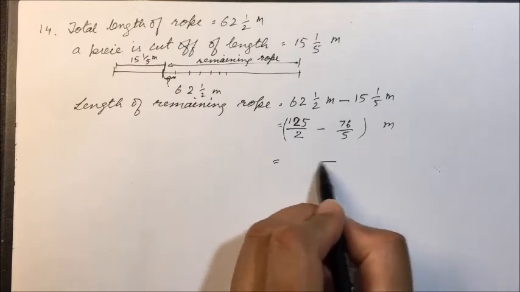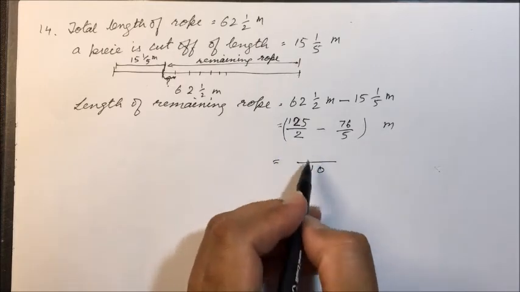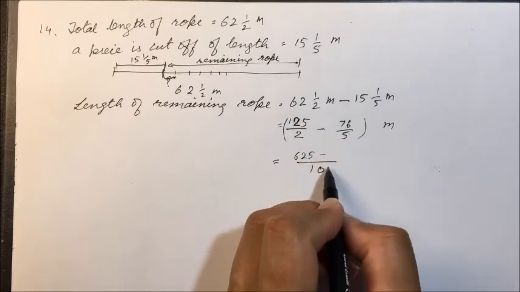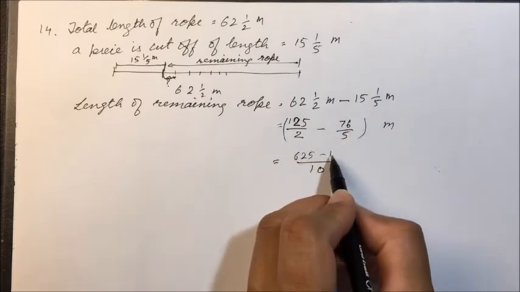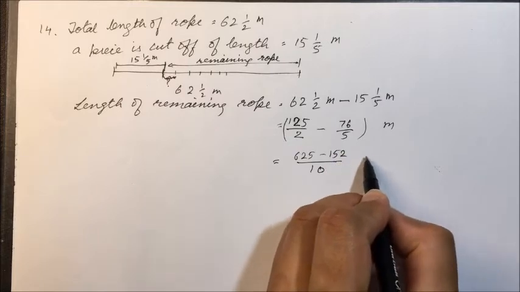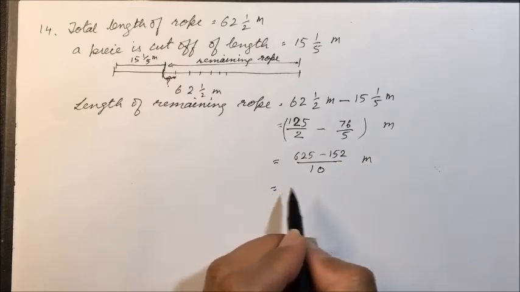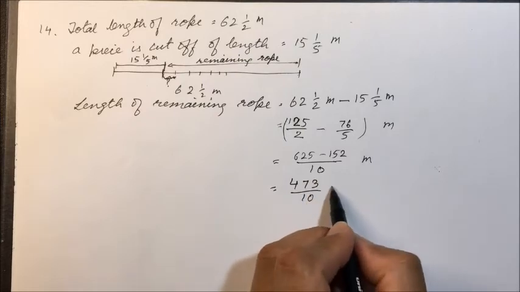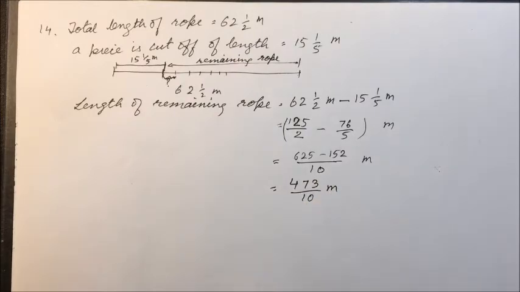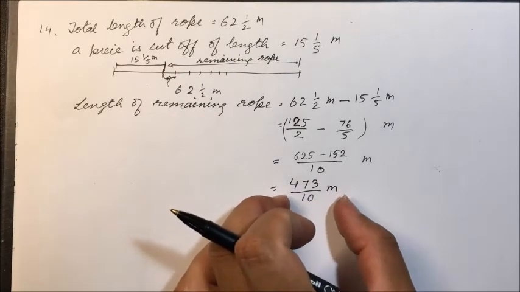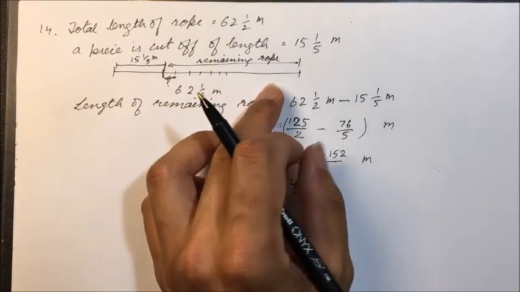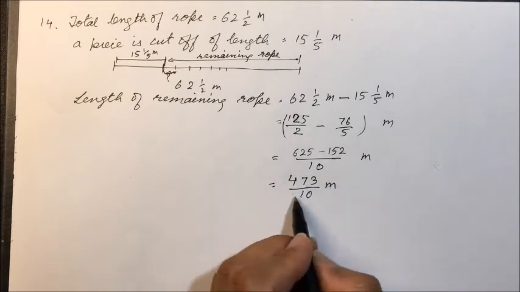Now take the LCM. LCM will be 10. 5 times 125 is 625, 2 times 76 is 152 meters. It comes out to be 473 upon 10 meter. So this is the length of the remaining rope. Now this remaining rope is divided into how many parts? 11 parts. So length of 11 parts will be this much.